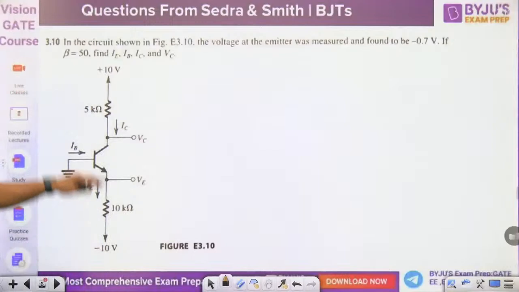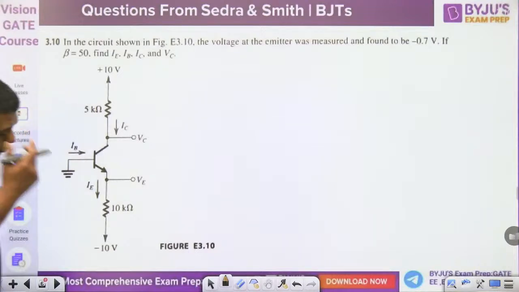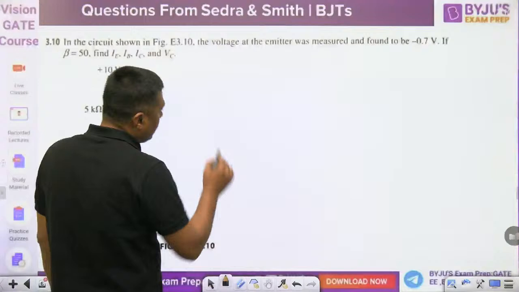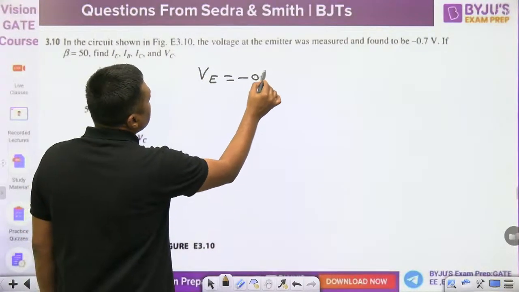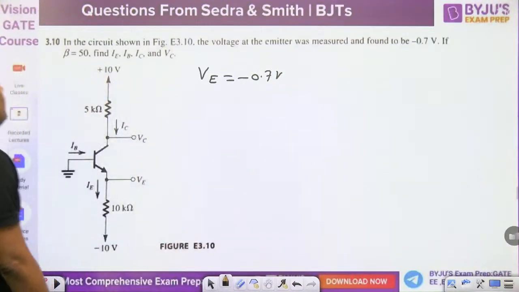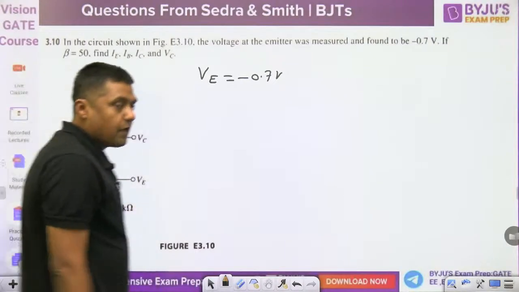In the circuit shown in the figure, the voltage at the emitter was measured and found to be minus 0.7 volt. Is it possible to get the emitter voltage minus 0.7 volt? Yes, if it is given minus 0.7 volt. If beta is 50, then you have to find the emitter current, base current, collector current and the voltage at VC.